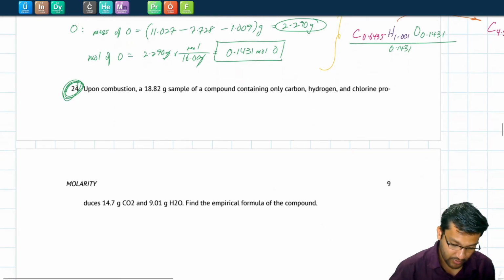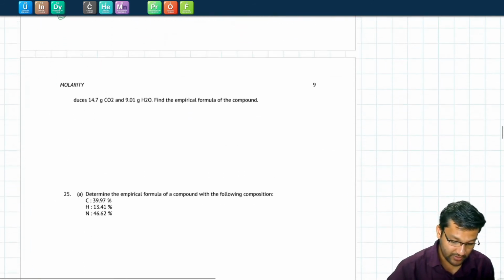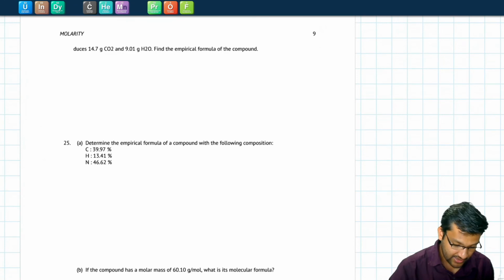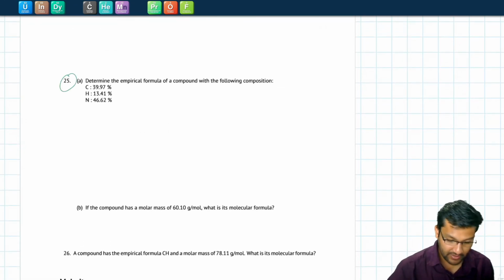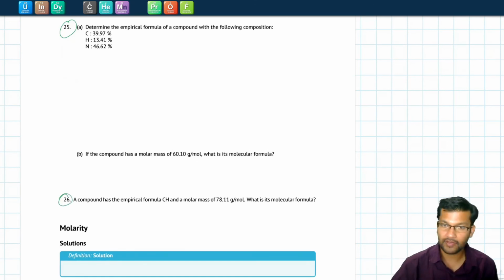So try number 24 by yourself. It's another practice problem. Here we have carbon, hydrogen, and chlorine, and let me know what you get. And if you're not comfortable in your answer, we can go over it together. Also try numbers 25A and B. They're simpler, they're not combustion analysis. And also 26 by yourself. And let me know if you have any problems with them.